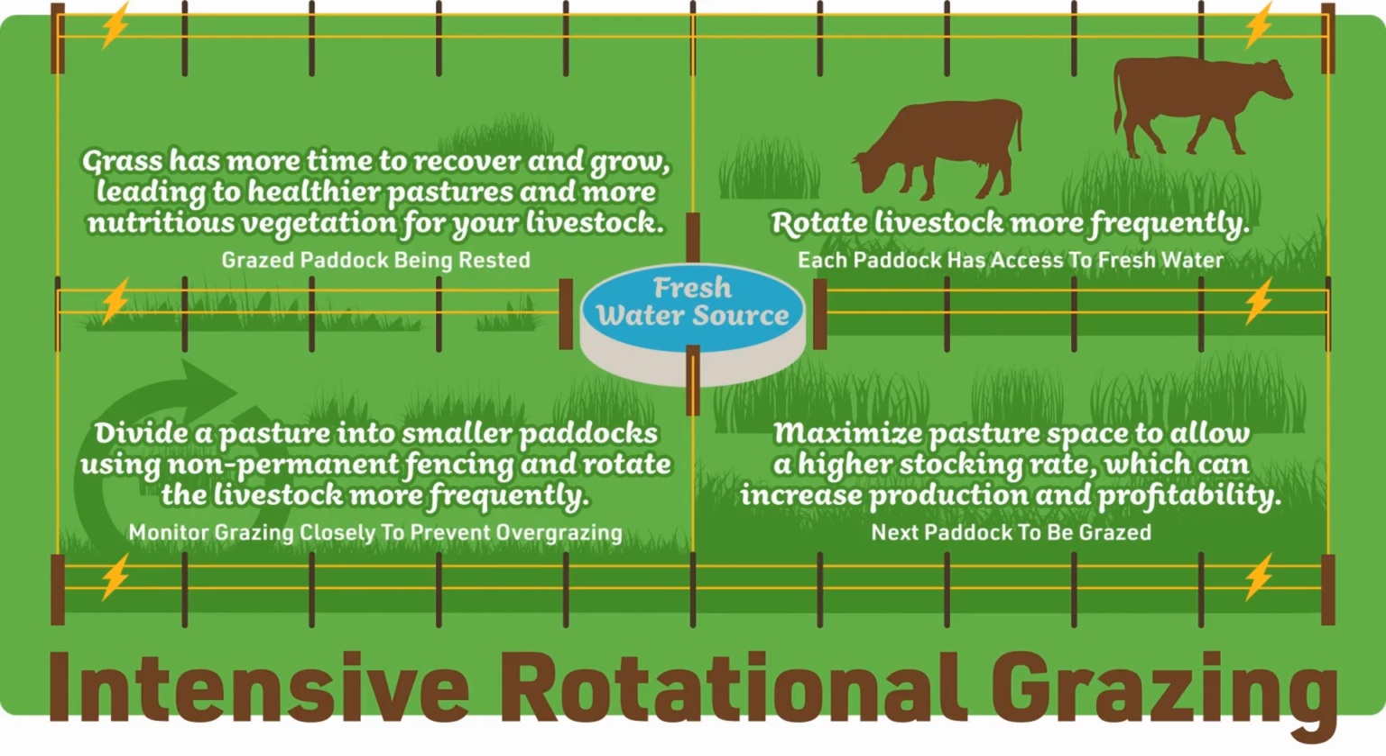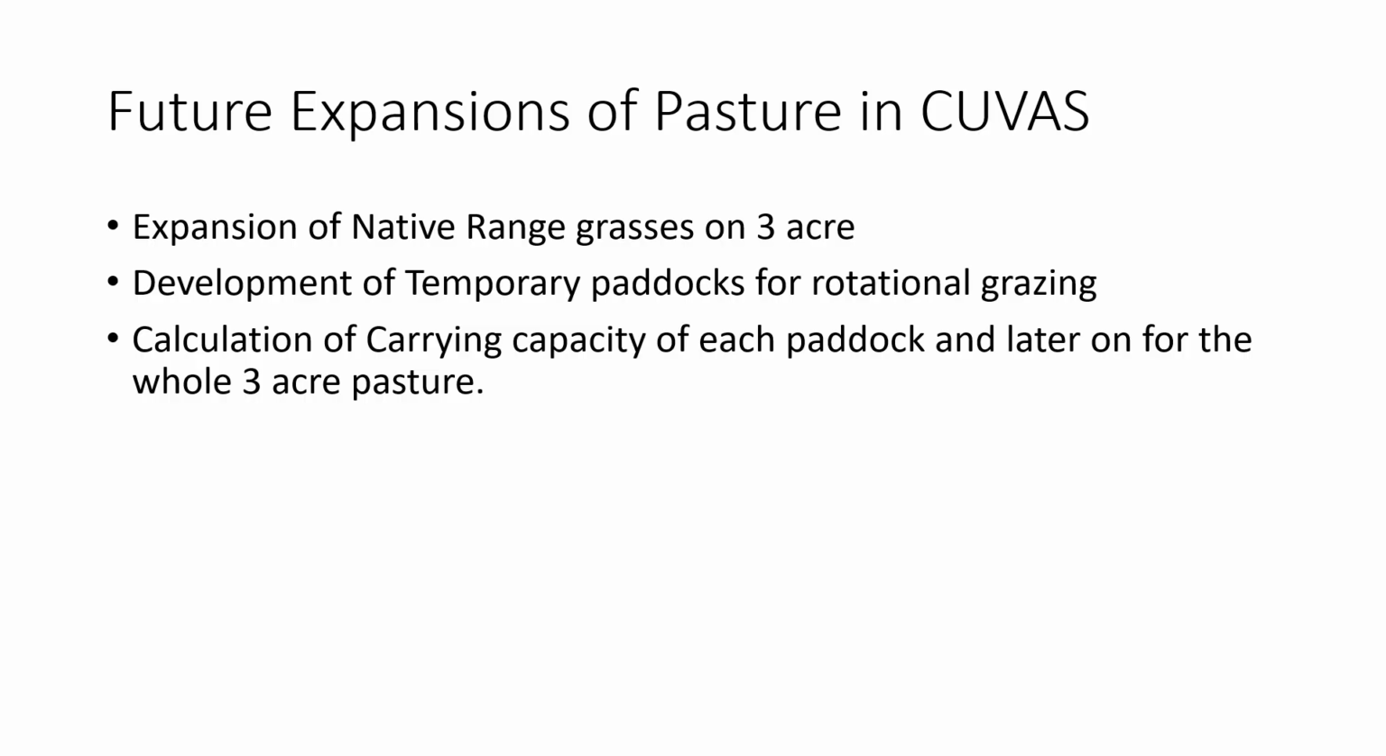Intensive rotational grazing consists of more deferments and more blocks. In this, the grass has more time to recover and grow, and we will divide the pastures into small paddocks, more small paddocks as compared to the previous one. This will also give the pasture space to allow a high stocking rate, which can increase production. And the livestock are more lively being rotated in this type.